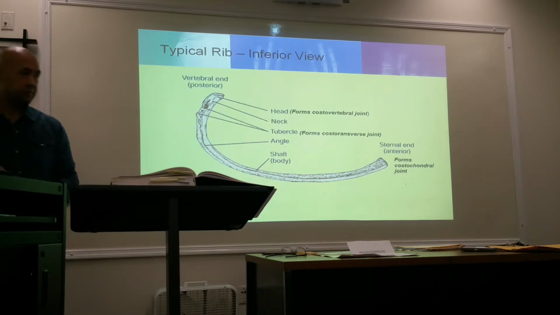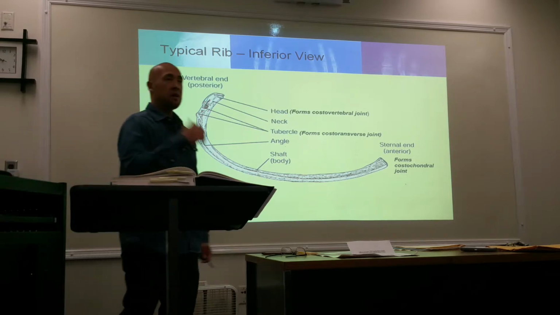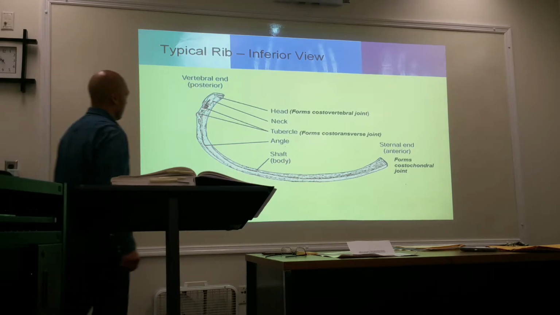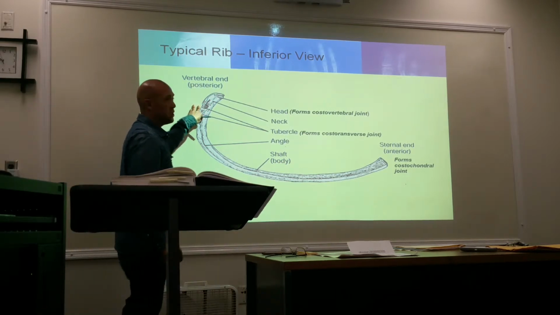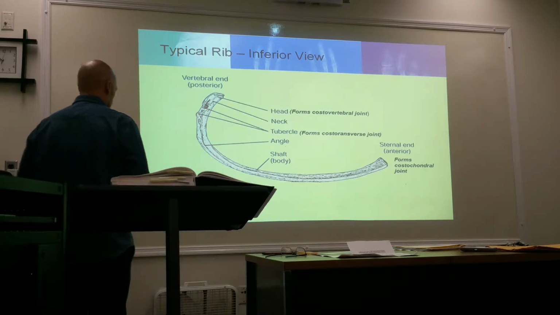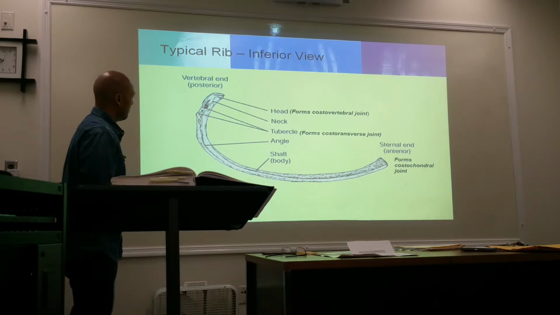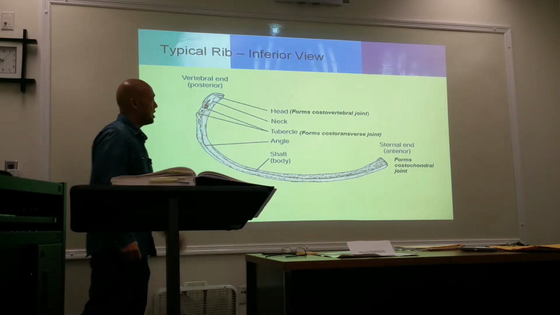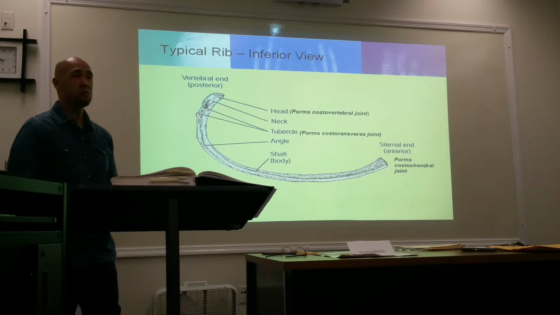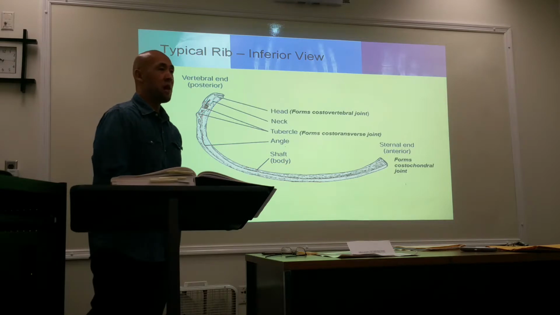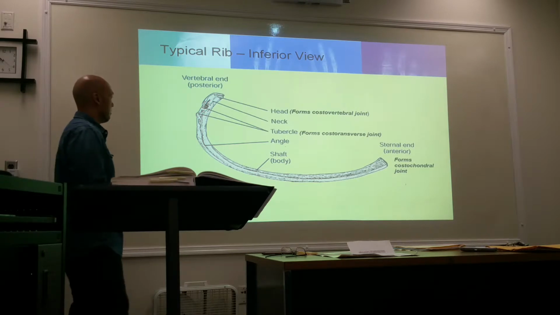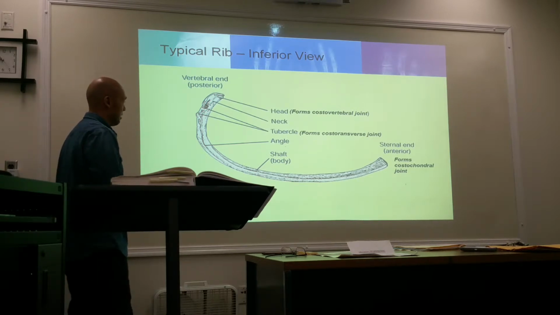Rib anatomy. The rib has a posterior end and an anterior end, beginning with the posterior end. It's also known as the vertebral end because it articulates with the thoracic vertebrae. The head of the rib is what forms the costovertebral joint, and that's the articulation between the posterior rib and the thoracic body. Off the head you have the neck.